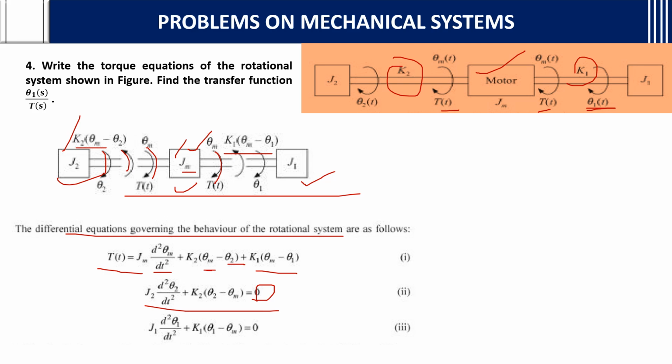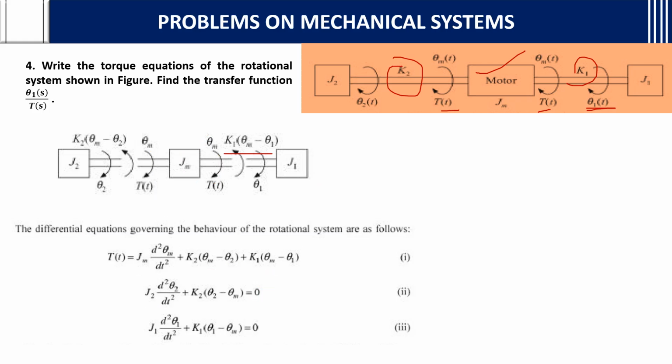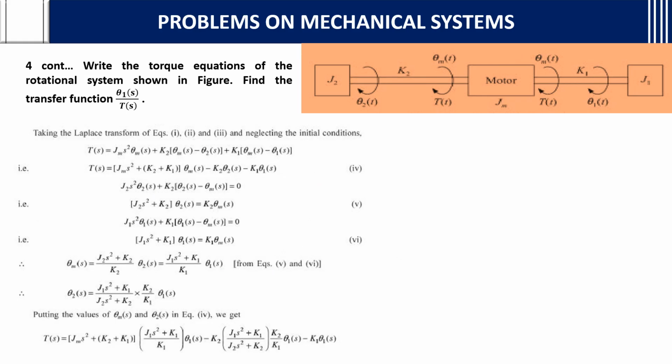Then J2 into d square theta 2 by dt square plus, which is connected to K2, so K2 into theta 2 minus theta m. In the same way, for J1 also you will write. After writing these three equations, we are done with writing the main equations. After that, if you take the Laplace transform, you get the fourth, fifth and sixth equations for those three respective equations. After that, we want theta 1 of S by T of S, so the whole equation should be in terms of theta 1 of S and T of S.